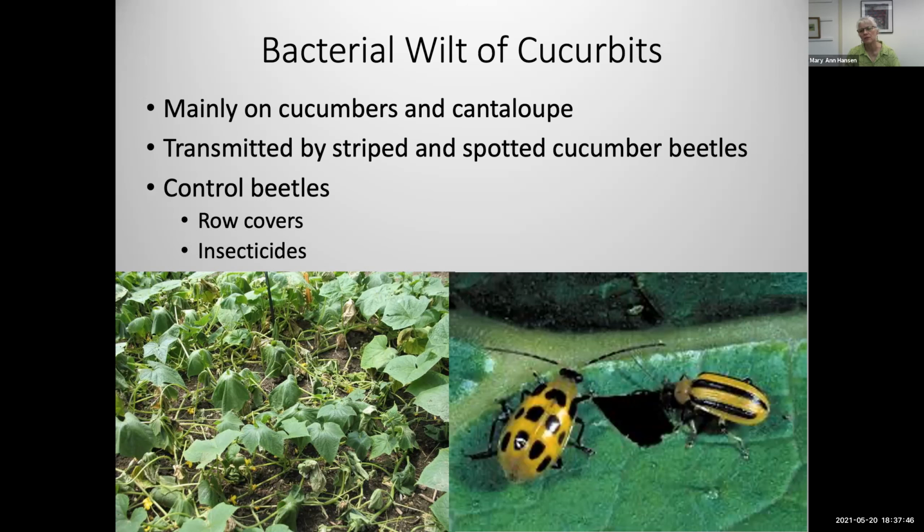So controlling the beetles might involve using row covers that would allow the light in, but not the insects, or possibly insecticides to control those beetles. And there are some what are called tolerant varieties, but there are not any really good resistant varieties as far as I know to this particular disease.